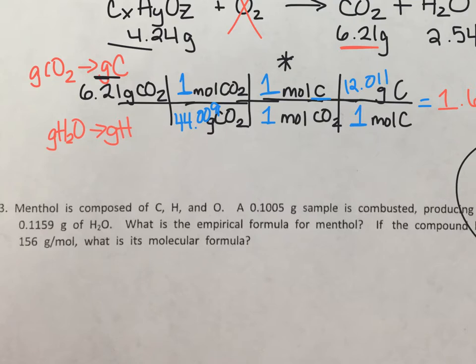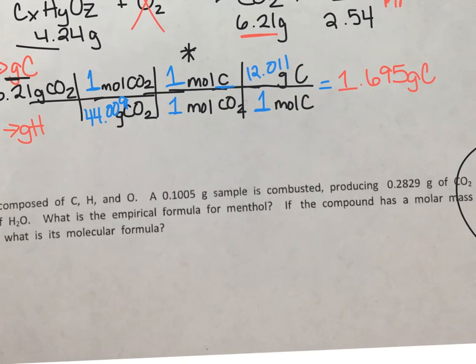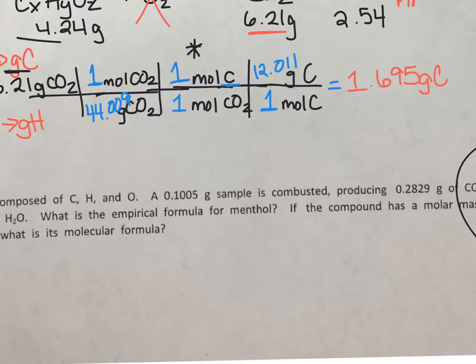And just so you know, once again, this is where the older kids sometimes stop at moles, get that number, write it off to the side, and keep going, because eventually you need moles of everybody. That's what you need for empirical formula. All right, so let's get going on this one. I'm going to move through this one a little bit quicker this time. All right, so we have grams of water.